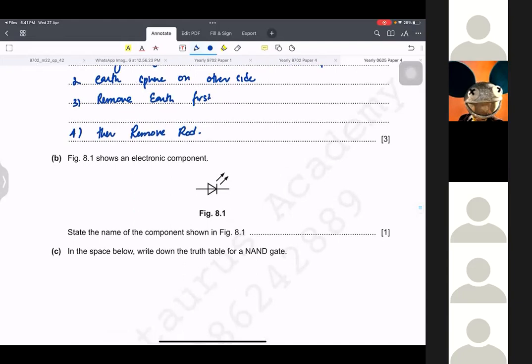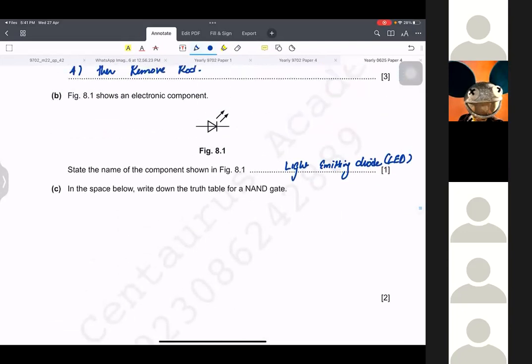Now it shows an electrical component. State the component: LED, light emitting diode. I think even if you write LED, right, especially in O levels, it's fine. And in the space below, it says write down the truth table for a NAND gate. Okay. So a NAND gate is like this.